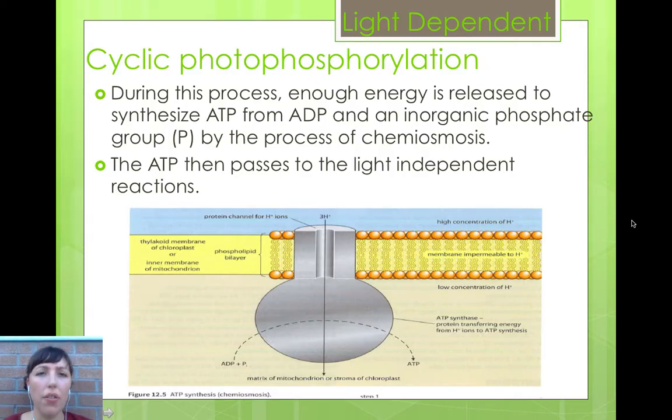So cyclic photophosphorylation. This is also part of the light-dependent reaction. During this process, enough energy is released to synthesize ATP from ADP and an inorganic phosphate group by the process of chemiosmosis. The ATP then passes to the light-independent reactions.